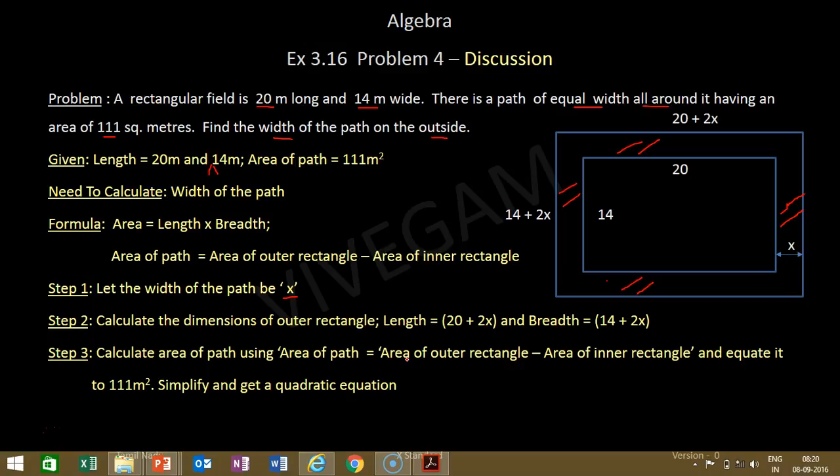So you can do that and you will frame another equation. So area of the outer rectangle is 20 plus 2x into 14 plus 2x. And the area of the inner rectangle is L into B, that is 20 into 14. So substitute those values, you will get a quadratic equation in x.